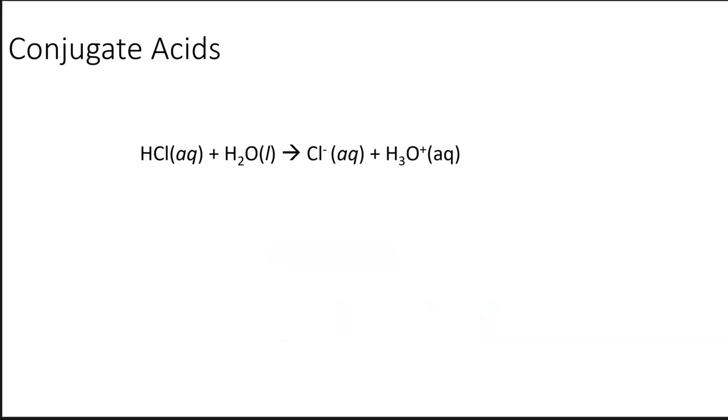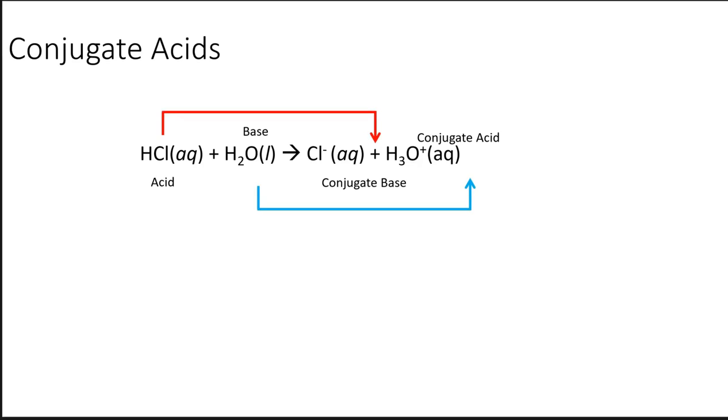So let's take a look at hydrochloric acid dissociating into water. HCl is the acid, which means water must be the base. Does that mean water is always a base? No, just in this particular reaction. So we've got hydrochloric acid, which is an acid, and when we go to the product side, we see that the chloride is the molecule that comes from HCl, so that would make it the conjugate base. The water, which is a base, becomes the hydronium ion, which makes it the conjugate acid.